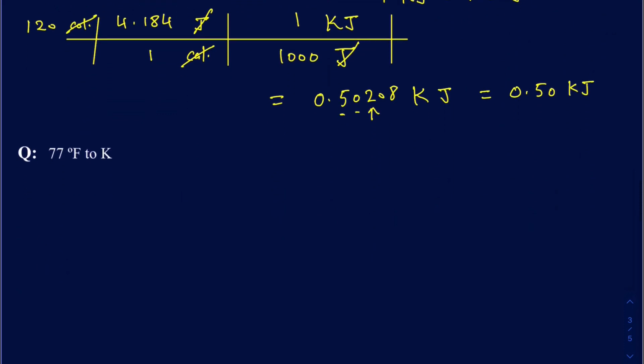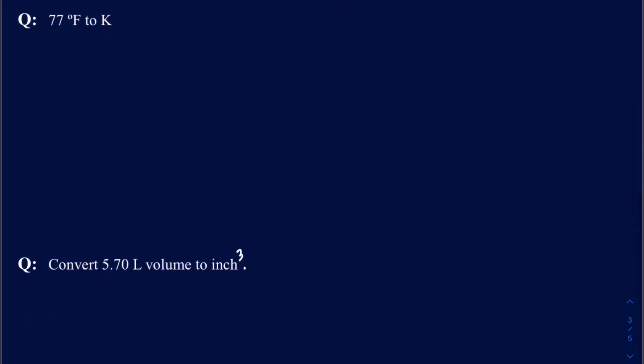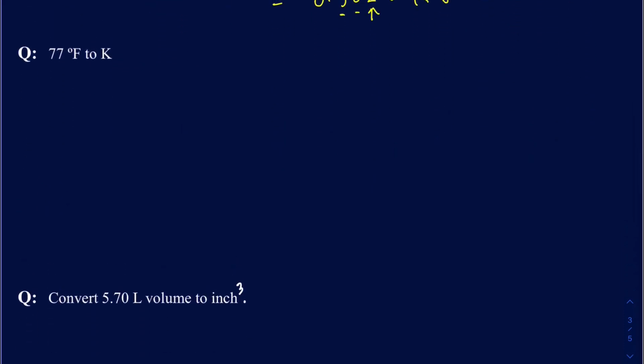Let's look at another problem. Here we're trying to convert degrees Fahrenheit to Kelvin. There are two equations you want to be aware of that relate different scales of temperature. The temperature in Fahrenheit is equal to 1.8 times the temperature in Celsius plus 32. And then the temperature in Kelvin equals the temperature in Celsius plus 273.15.